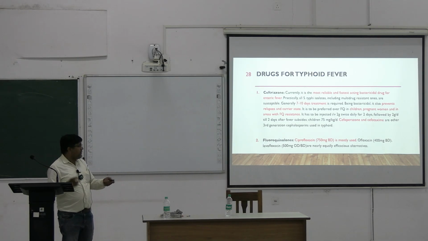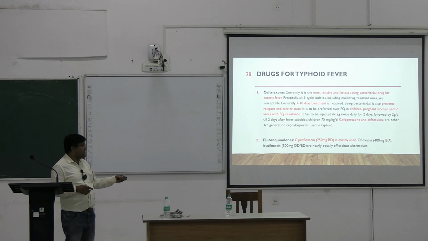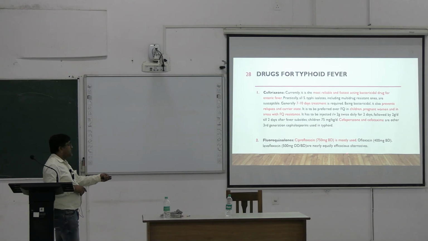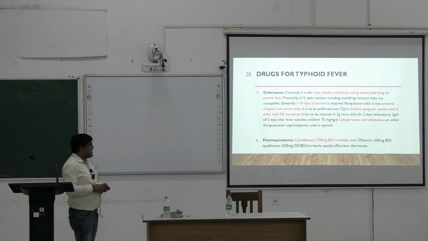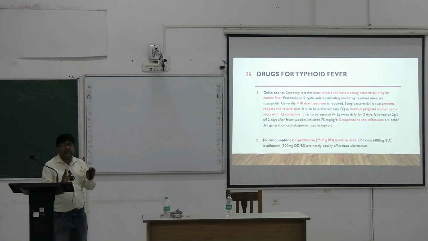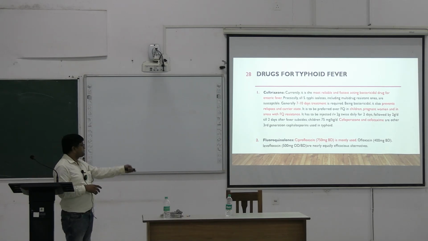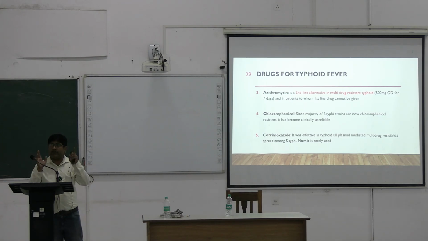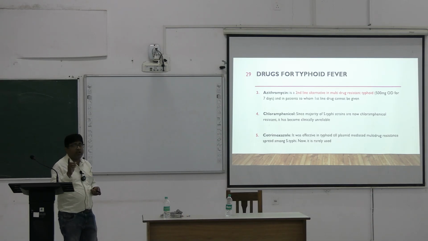Fluoroquinolone is a second drug. Ciprofloxacin is mostly used, 750 milligram BD, when we treat a typhoid fever case on an OPD basis. Then ciprofloxacin is the drug of choice. So ciprofloxacin 750 milligram BD is mostly used. Ofloxacin and levofloxacin are nearly equally efficacious. Azithromycin is used in multi-drug resistant typhoid, where the dose is 500 milligram OD for 7 days, and in patients to whom first line drug cannot be given.